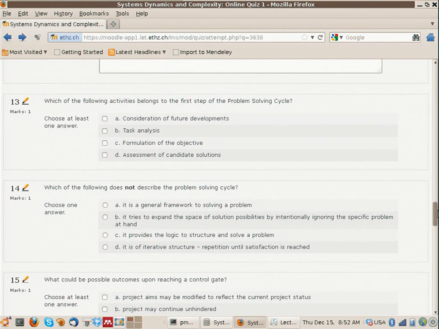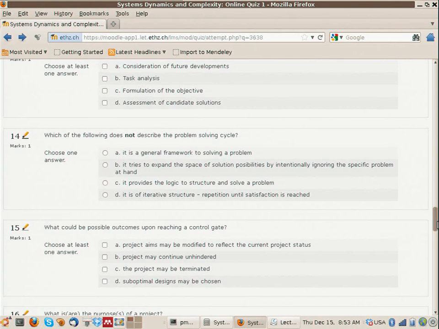Okay, yes. Another kind of linguistic confusion was this. What is the first step? By first step, I meant really the uppermost bullet point in the problem solving cycle, not the first step within the first step, or something like this. So that also caused some confusion. Okay, problem solving cycle.